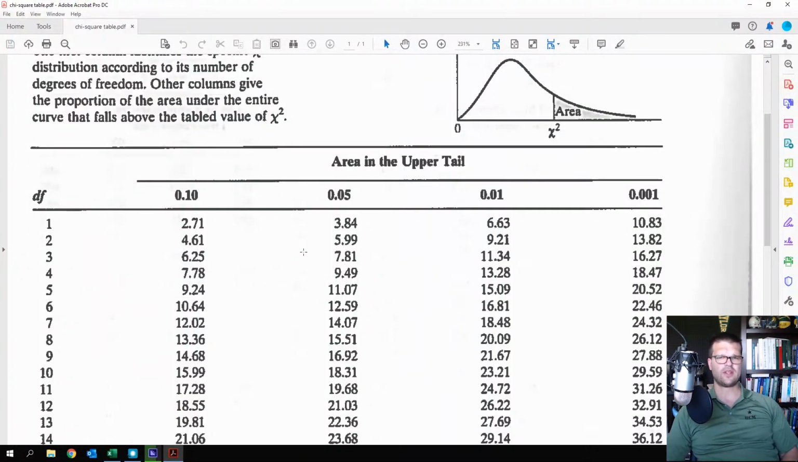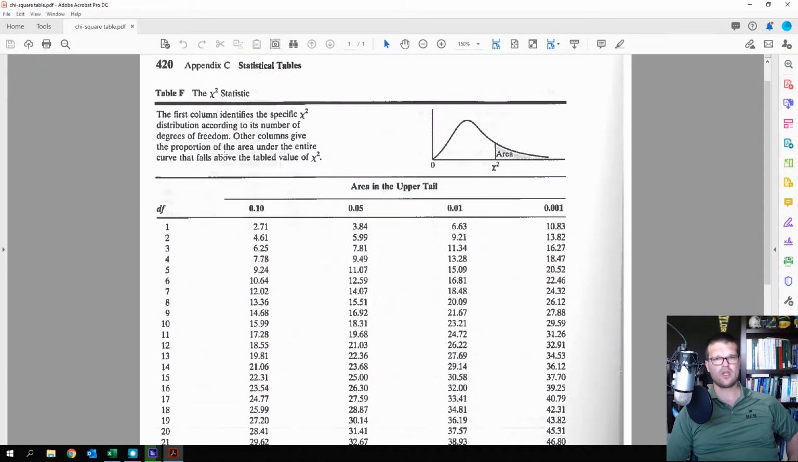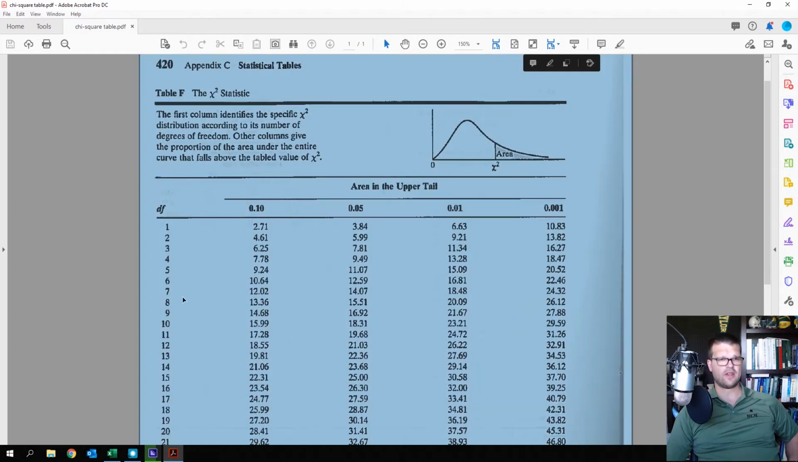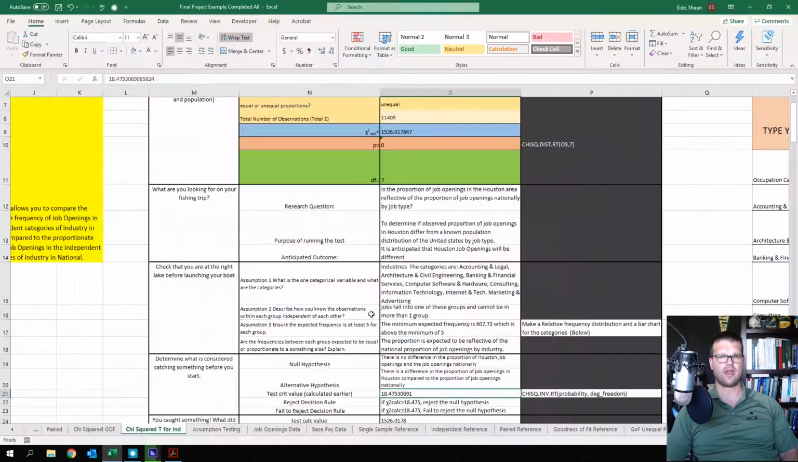One thing that you can do here is use the chi-squared table. For the chi-squared table, you use the alpha level, which is right up here, and then you've got the degrees of freedom, which is right here. So 7 degrees of freedom is what we have, and the alpha level is 0.01. The intersection of the two is going to be 18.48. So let's put 18.48 here.